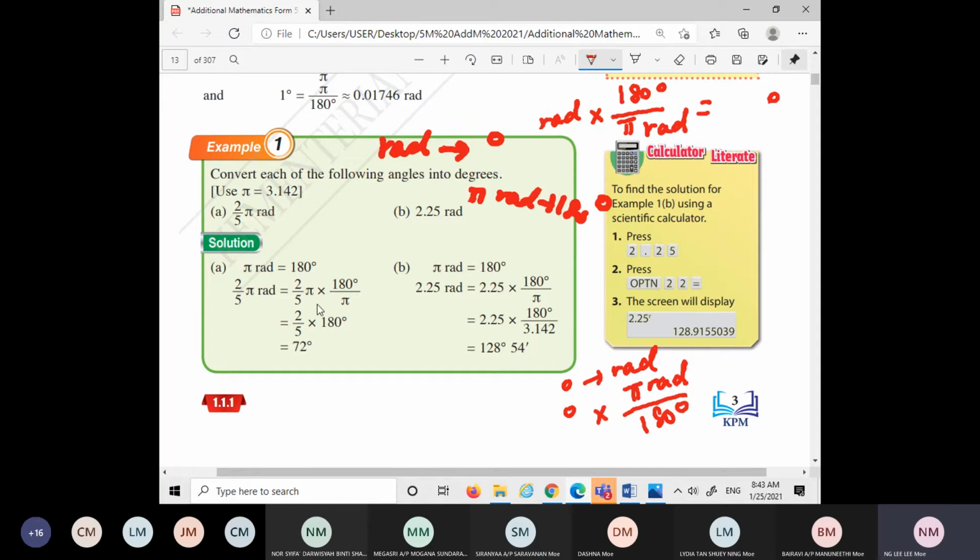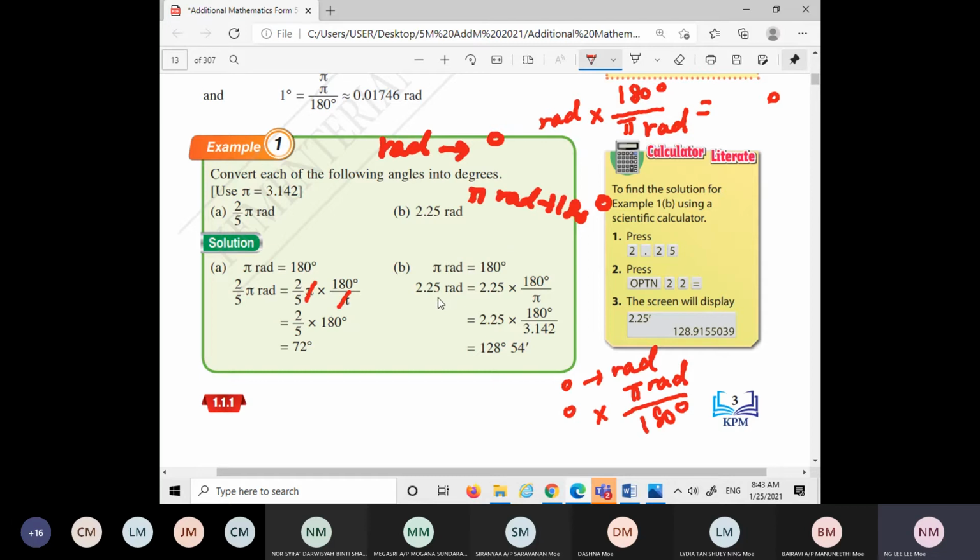Okay, so now you look at this. This is radian. Therefore, I'm going to use this times 180 degree over pi radian. The original question is 2 over 5 pi, so you can cut the pi. Just press calculator, 2 over 5 times 180. Then you get 72 degree as your answer.